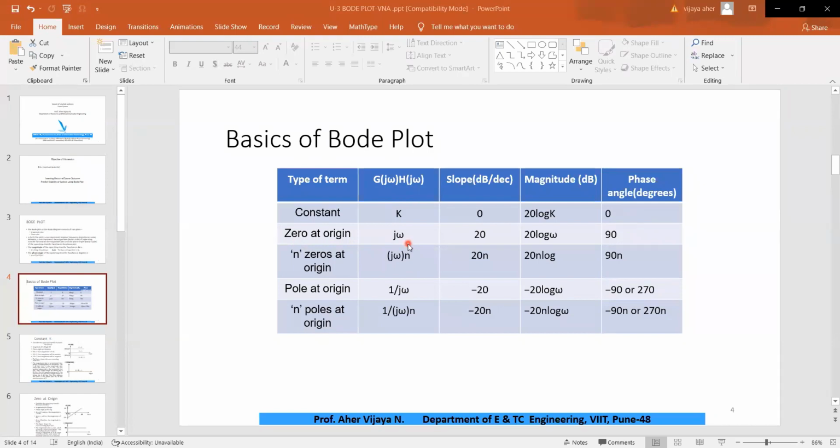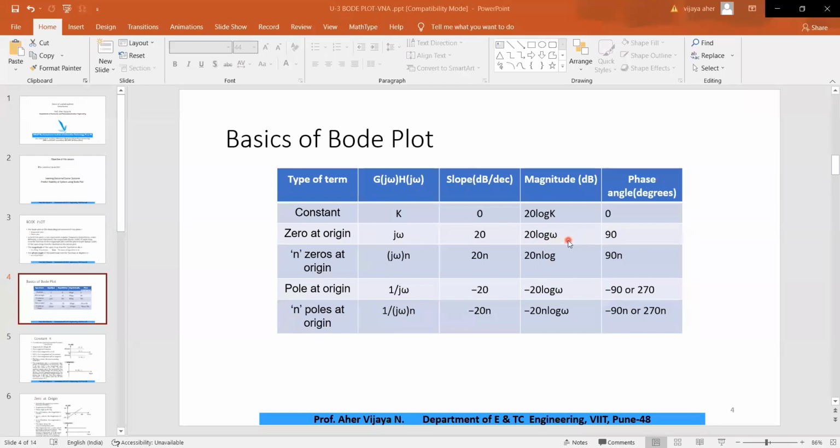We are replacing that s by j omega. Now the slope of this j omega is always equal to 20 dB per decade. This 20 is plus 20 dB. These are zeros, zero at origin, so the slope is plus 20 dB per decade. That you have to remember, because magnitude is equal to 20 log of omega. Right? Magnitude is equal to 20 log omega.